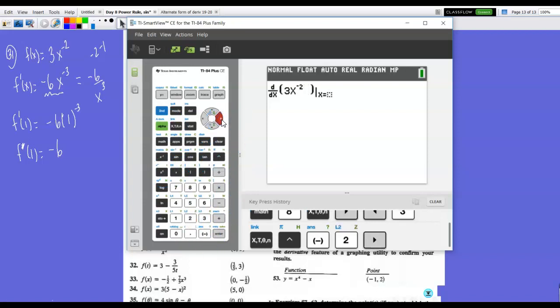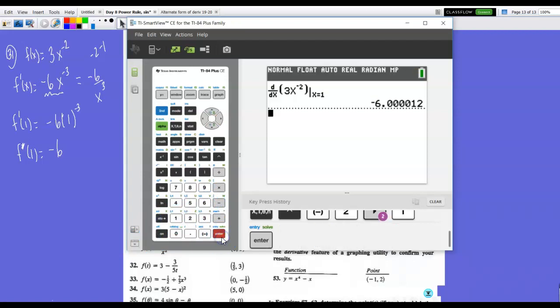And then over here, it's asking me, what value of x do you want me to find the derivative at? And we wanted to find the derivative at 1, so we press enter. Now, notice the calculator sometimes has these little pixelation problems. Negative 6.00012, they're really trying to tell us negative 6.